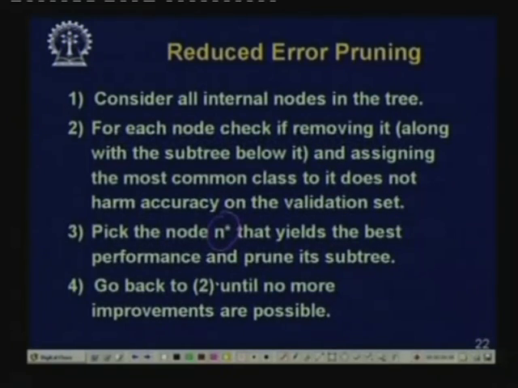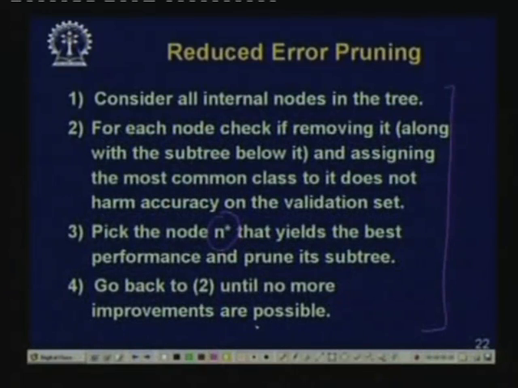We prune the tree below n star, and then we go back to step 2 until we get a situation where none of the nodes can be pruned to give better accuracy. So this is the essence of the algorithm reduced error pruning. We consider all internal nodes. For each internal node, we check if there is an improvement in accuracy by removing the tree below the node and replacing it by the majority value. For all such nodes for which there is improvement, we choose the node with highest improvement, which is n star. If no node shows improvement, we stop. If n star shows highest, positive improvement, then we prune below n star and we continue using this algorithm.